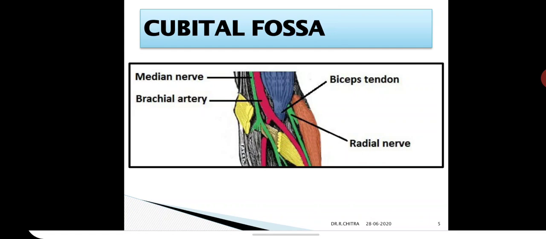What is the branch of the radial nerve in the cubital fossa? The radial nerve gives the posterior interosseous nerve, or the deep branch of radial nerve. How does the radial nerve leave the fossa? The radial nerve leaves the fossa by piercing the supinator muscle.